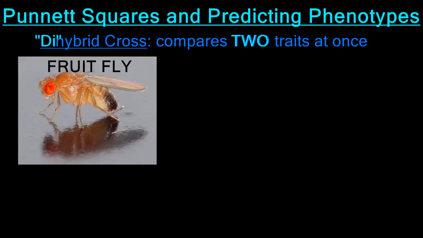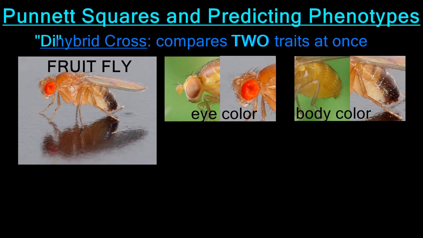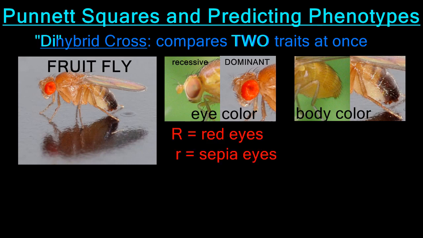Let's examine 2 traits in fruit flies: eye color and body color. Red eyes are dominant over sepia-colored eyes. So we use a big R to represent red eyes and a little r to represent sepia eyes. It's important to note that you have to be consistent with your letters. So when I chose R to represent the eye color trait, I was consistent, using a capital R for red eyes and a lowercase r for sepia eyes.